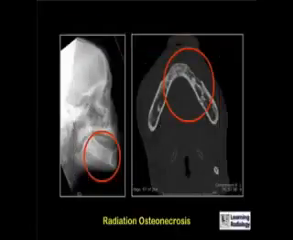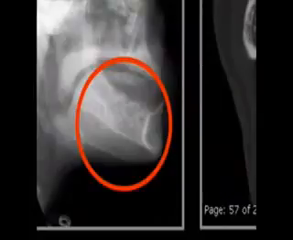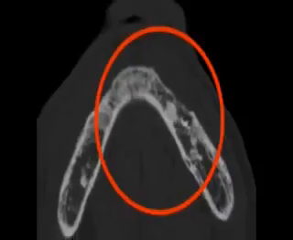This is an example of radiation osteonecrosis of the mandible. Inside the red circle, you can see that a portion of the body of the mandible is osteopenic, a portion of the alveolar ridge is destroyed, and on the CT scan of the mandible, you can see that a portion of the cortex in the area that underwent radiation osteonecrosis is not as thick as the normal cortex.